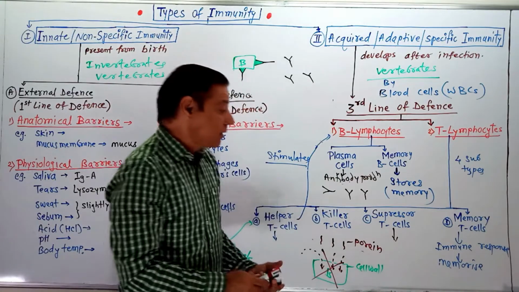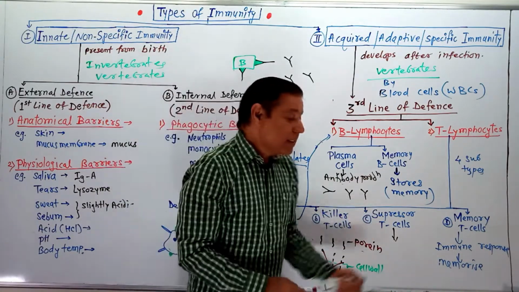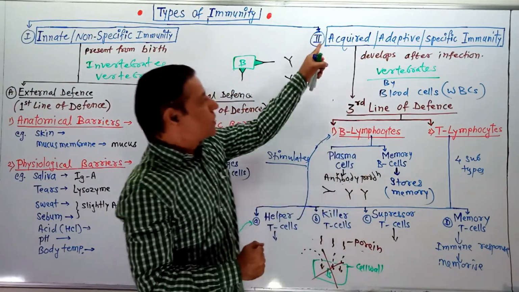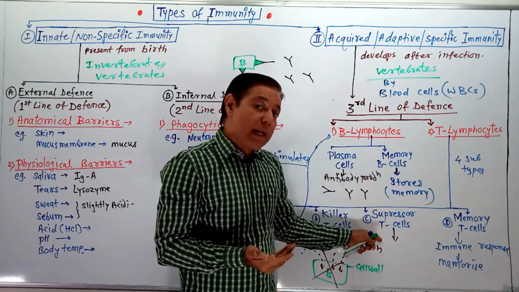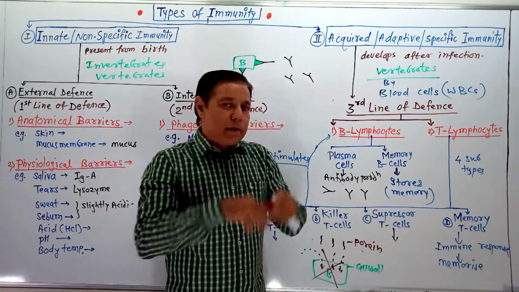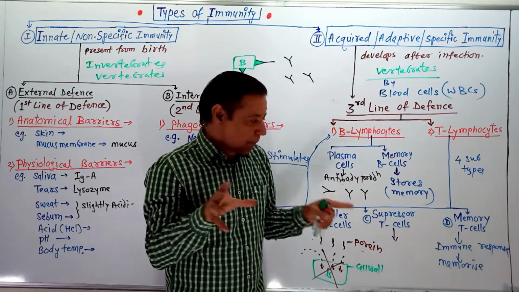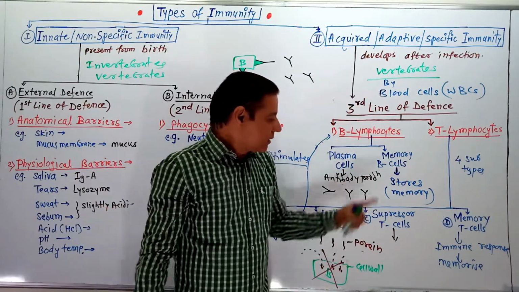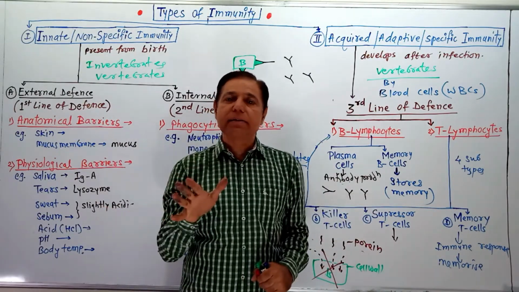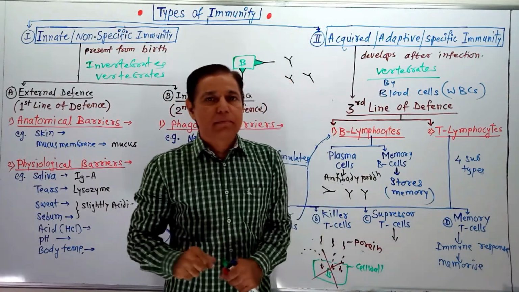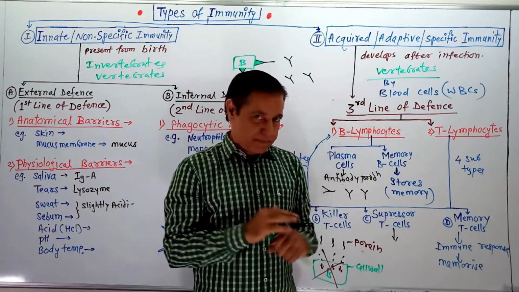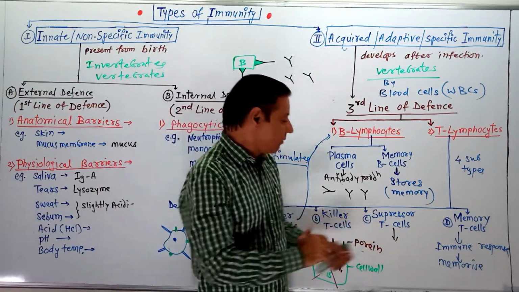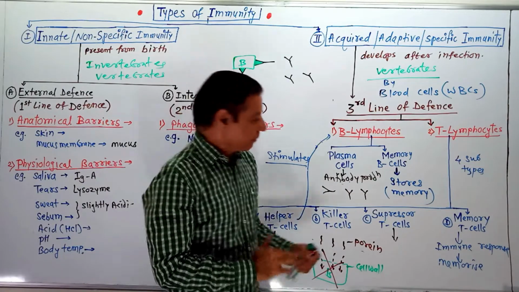Now suppressor T cells. These suppressor T cells help the immune system to ignore our self tissues, meaning the different tissues in our body against which immune action does not occur. Suppressor T cells suppress the immune system against our own body cells. This is the function of suppressor T cells, according to the name.